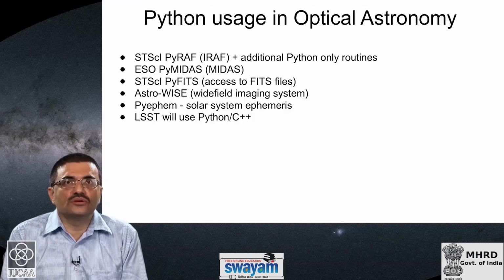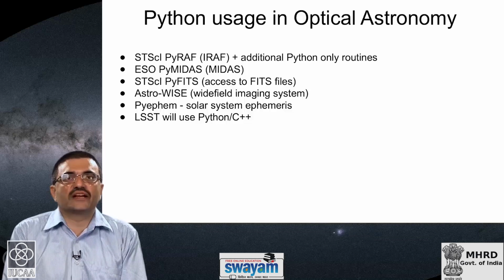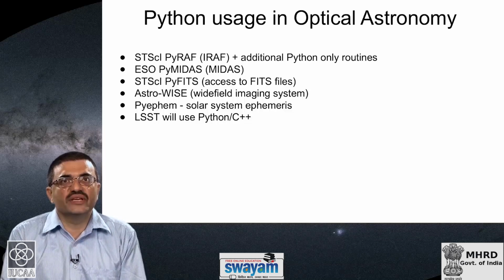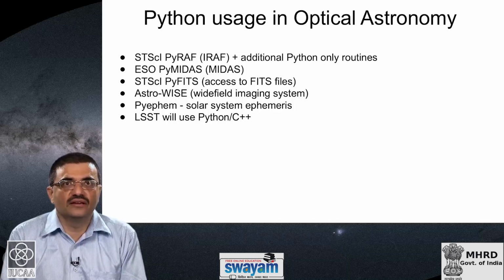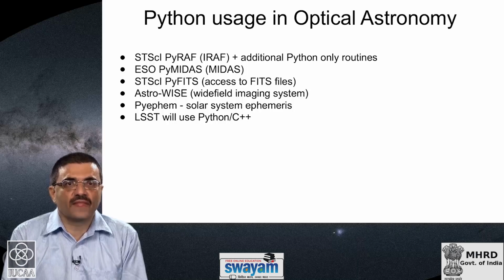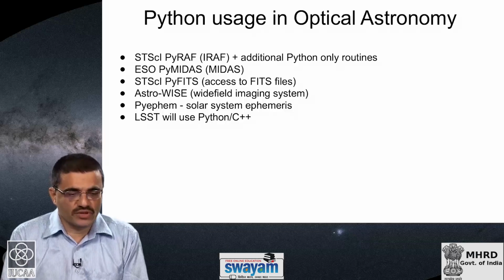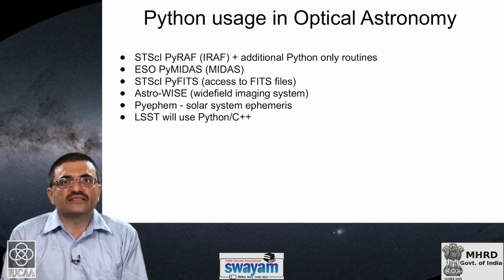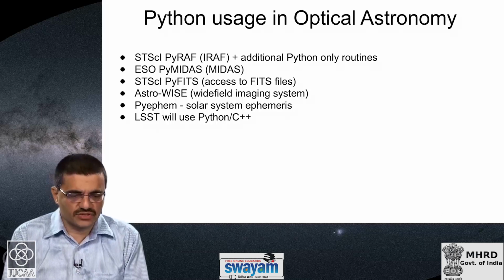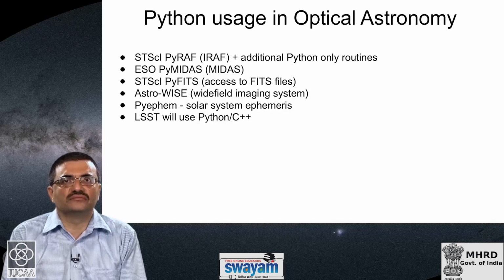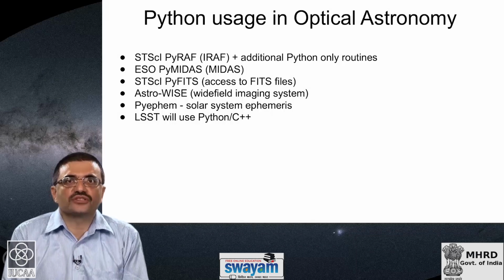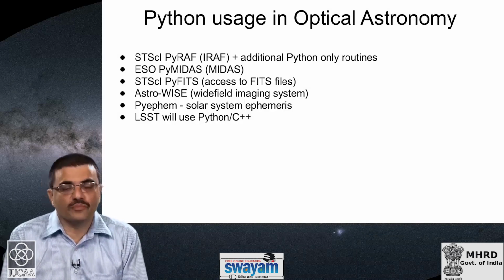Similarly, the ESO telescopes used a data reduction software called MIDAS, which has been similarly wrapped and is available through Python in the form of PyMIDAS. Access to FITS files was also wrapped with a program known as PyFITS. And there are several other packages listed here below, which tell you that Python is used in a wide variety of situations, right from solar system ephemerides to doing the software reduction of data from the Large Synoptic Survey Telescope or the LSST.